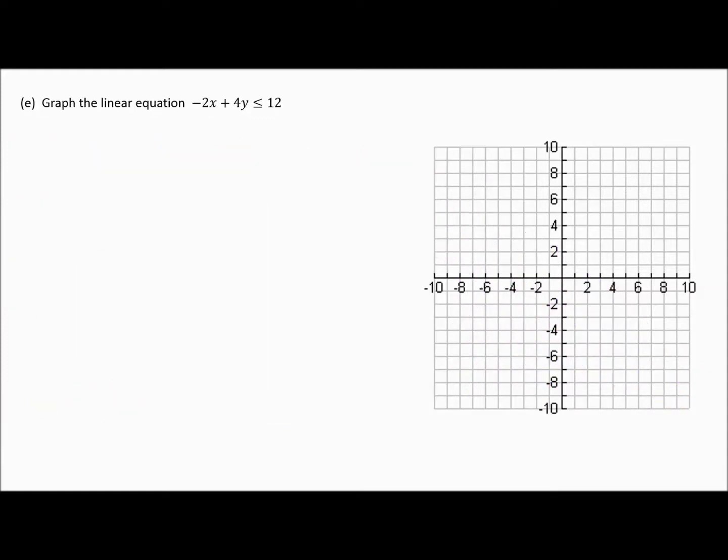All right, so step 1, we're supposed to graph -2x plus 4y is equal to 12. Now this one's not so straightforward, right? This is not in y equals mx plus b form. It's easy to get it there, though.